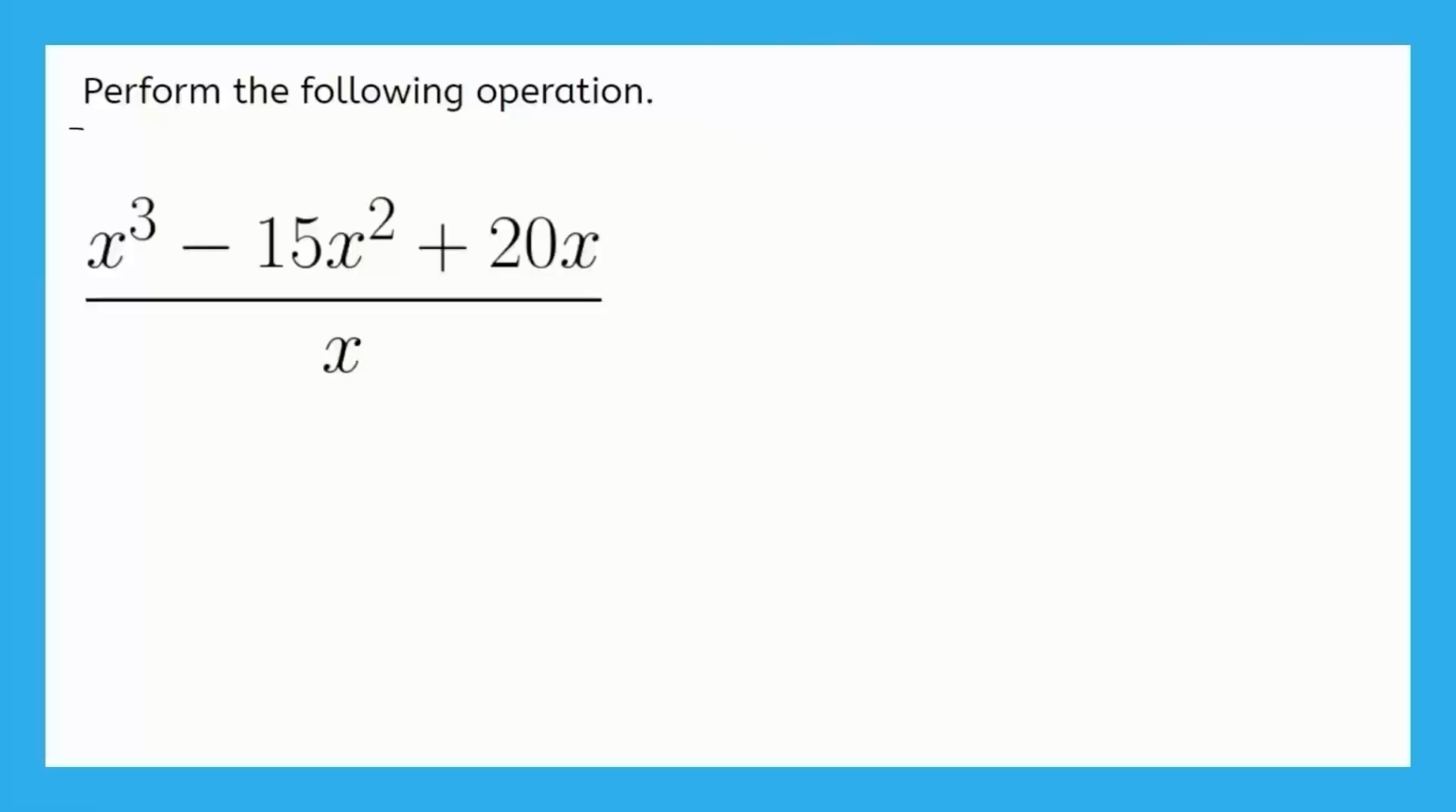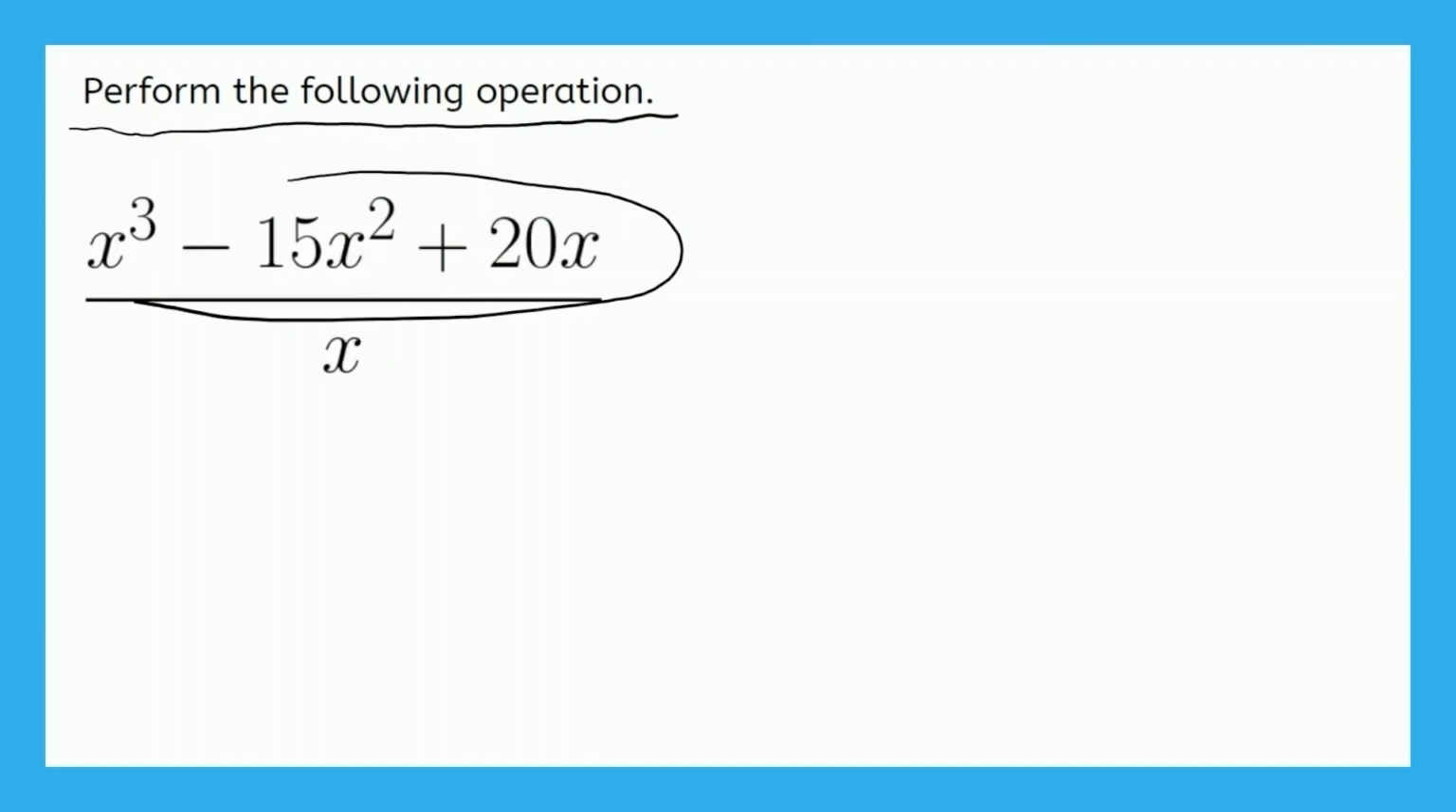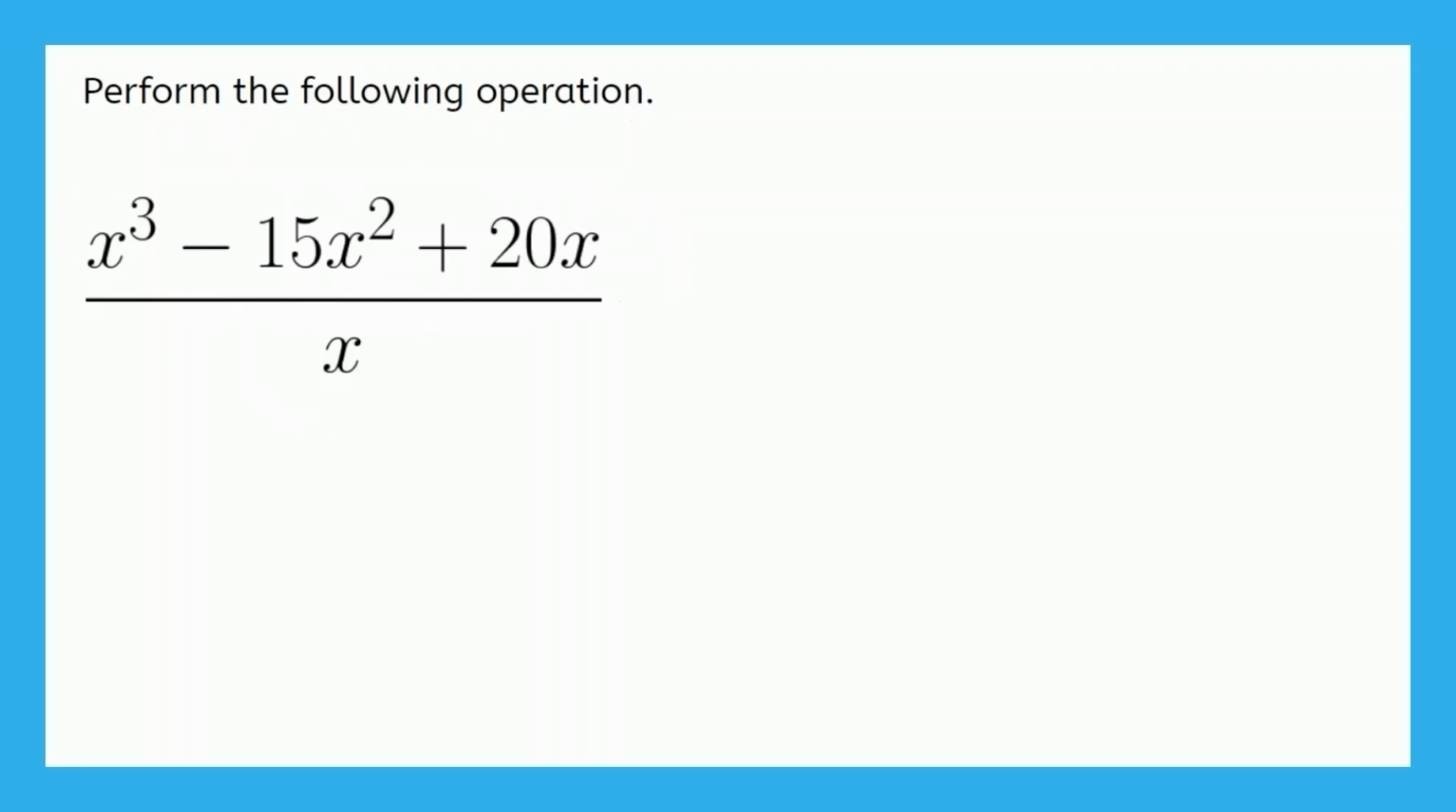So we need to perform the following operation, and in this case we are doing a polynomial divided by x. But what does it mean to actually divide this polynomial by x? Well, we need to take this x cubed and divide it by x, and then we'll say minus 15x squared divided by x, and then we'll say plus 20x divided by x. So let's rewrite all of that, but with the divisions separated.